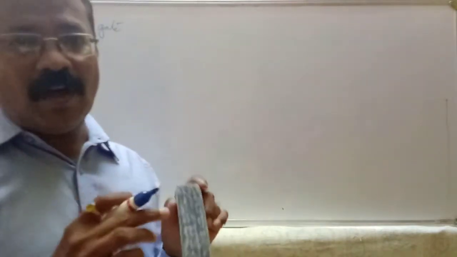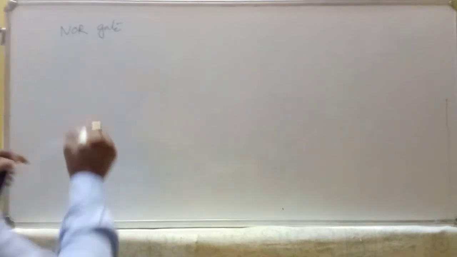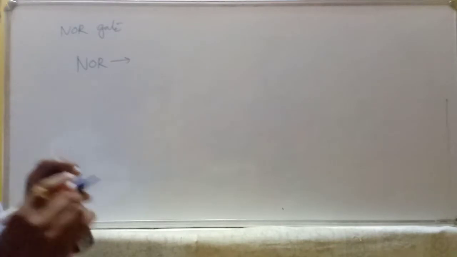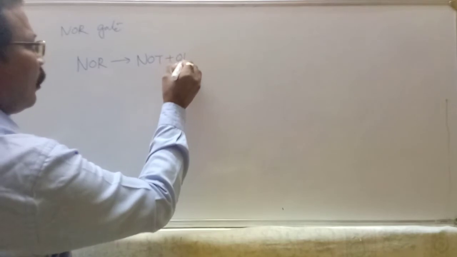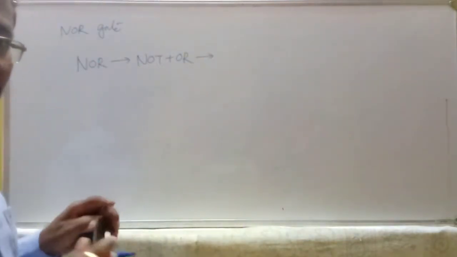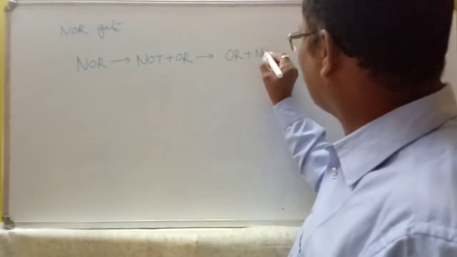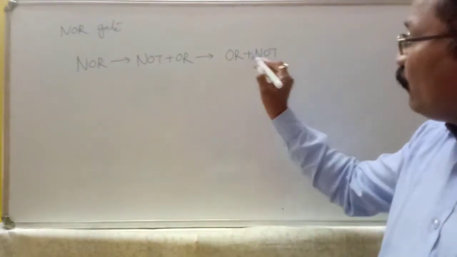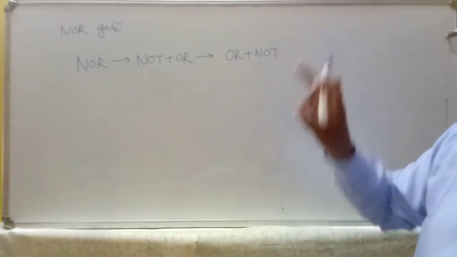NOR means it is the combination of NOT plus OR. NOR is the combination of NOT plus OR, or this can also be represented as OR plus NOT. So this NOR gate is the combination of two gates. One is the OR gate, that is joined with the NOT gate.